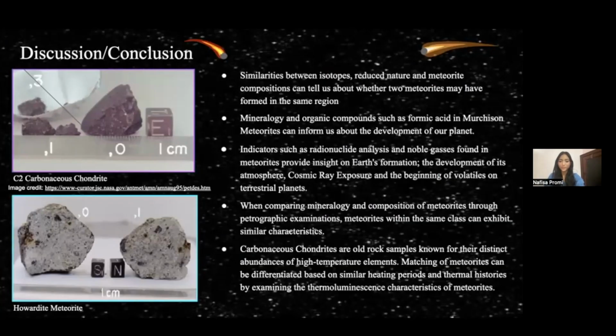Similarities between isotopes, reduced nature, and meteorite composition can tell us about whether two meteorites may have formed in the same region within the solar nebula. Analyzing the composition of meteorites using mass spectrometry has revealed correlations. For example, comparing the compositions of the Armentine meteorite and the Ulysses iron meteorite has displayed similarities in the abundance of schreibersite, a mineral rich in nickel. This suggests a common origin or related processes for these meteorites.